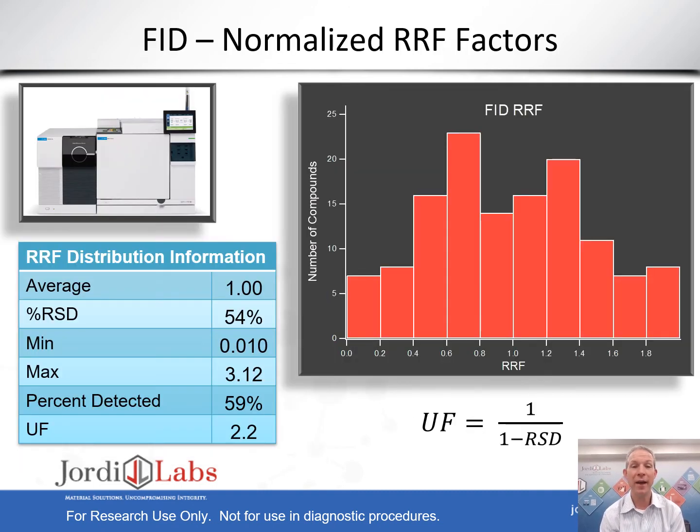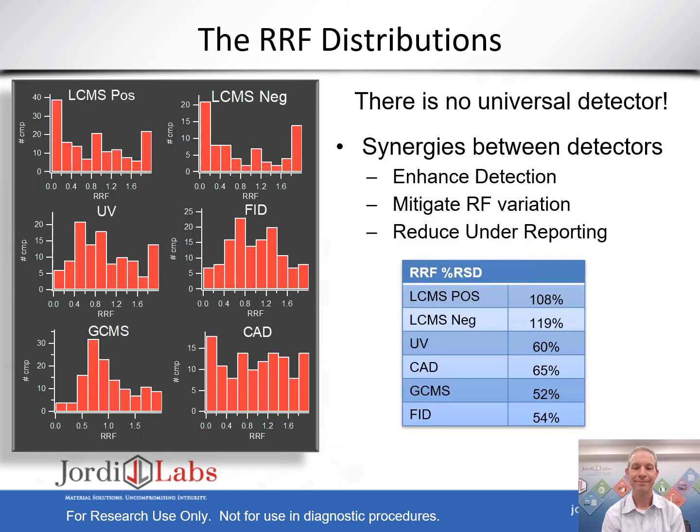Here is the response factor distribution for FID. We see that the percent RSD is 54%, which gives us a relatively low UF of 2.2, making it the second best detector from a response factor variation perspective.